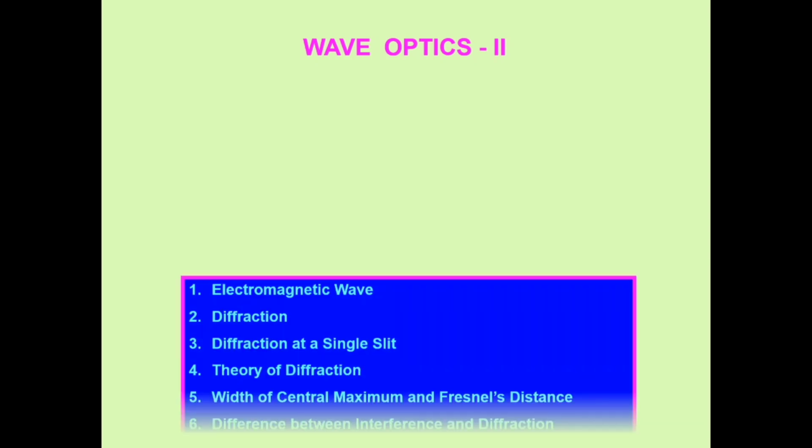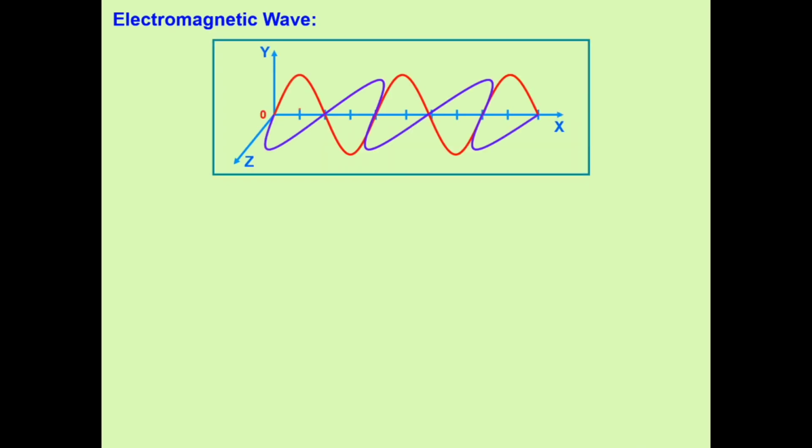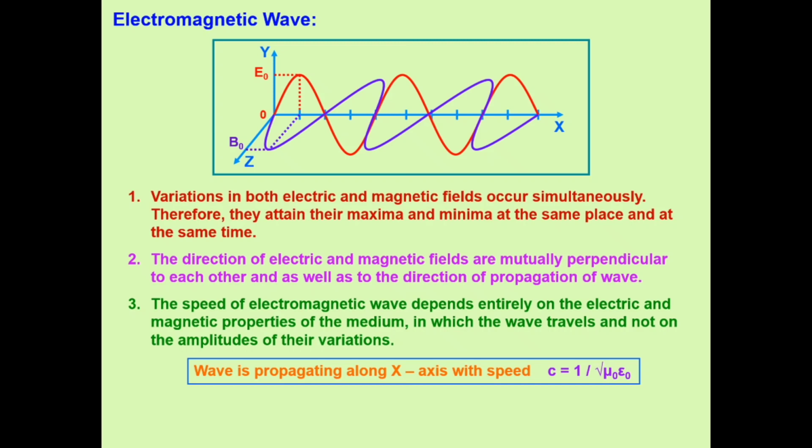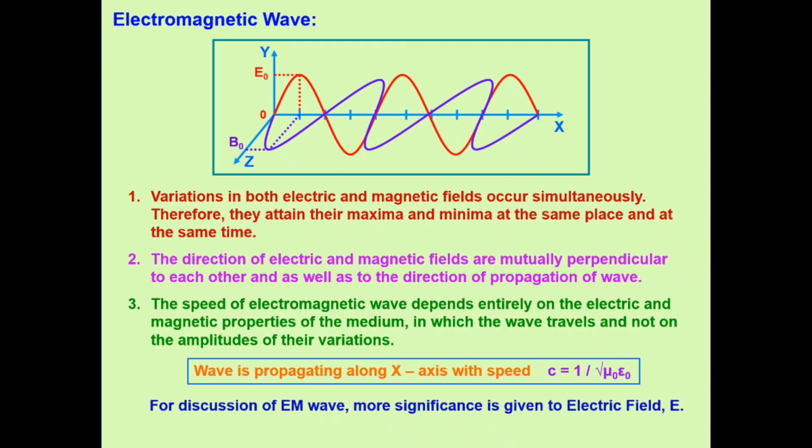Today, I will discuss the diffraction of light. Like the electromagnetic wave, here the electric field, the magnetic field and the direction of propagation are all perpendicular to each other. As usual, C equals 1 by root over mu naught epsilon naught. Here the magnetic field can be dropped out, and I will take the electric field, which is called the light vector.